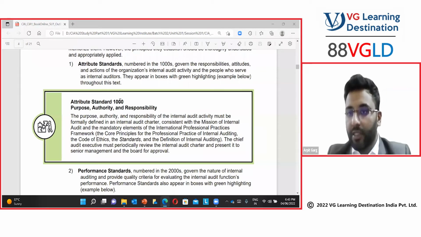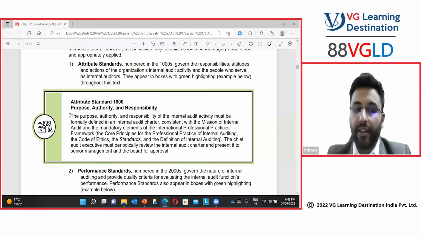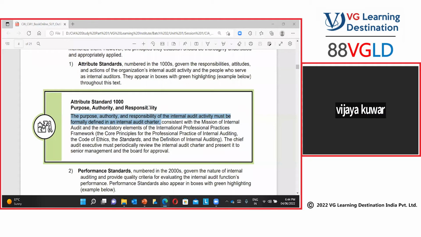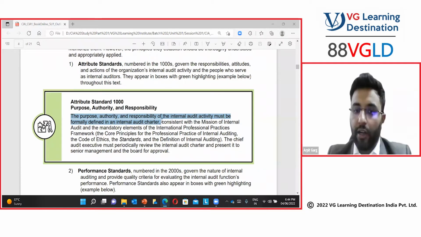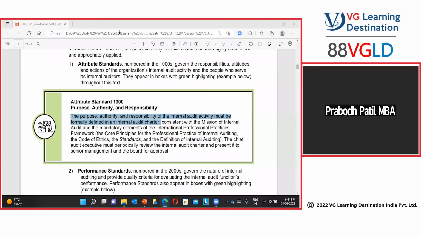Now, what does attribute standard 1000 say? It says this: the purpose, authority, and responsibility of the internal audit activity must be formally defined in the internal audit charter. Are you able to understand what I'm trying to say? The purpose I mentioned, the authority of having unrestricted access, and the responsibility of the internal audit activity should be clearly, formally defined in the Internal Audit Charter. Okay. Am I audible, folks? Yes, sir. All right.